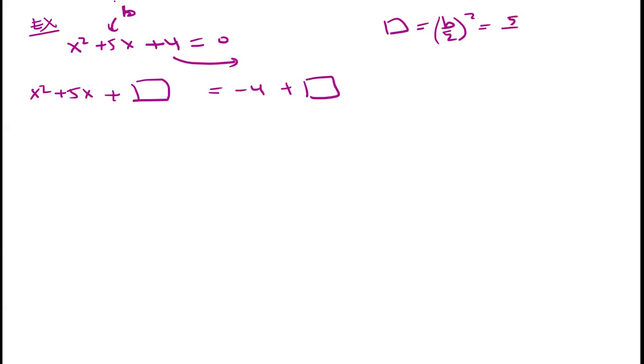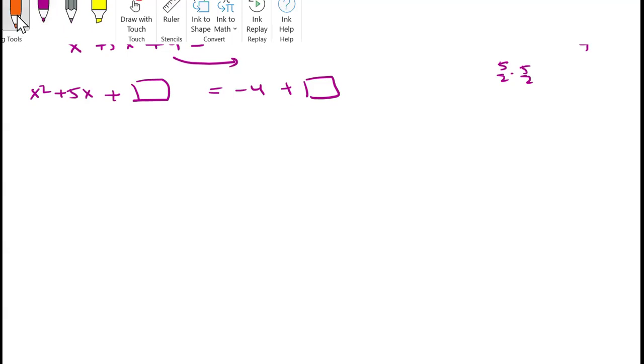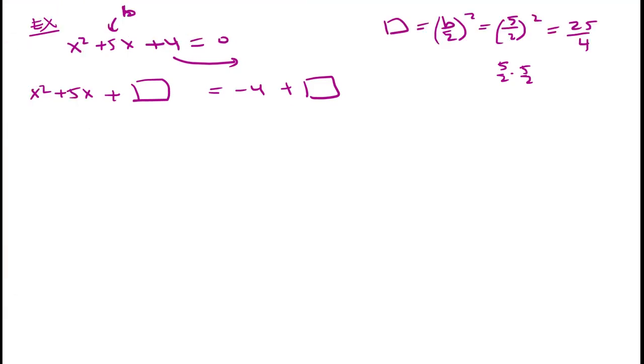So it's going to be 5 over 2 squared, which gives us 25 over 4, because it's 5 over 2 times 5 over 2. It's just written twice. So 5 times 5 is 25, and 2 times 2 is 4. So 25 over 4. That's what we're going to put in here, 25 over 4, and then 25 over 4.